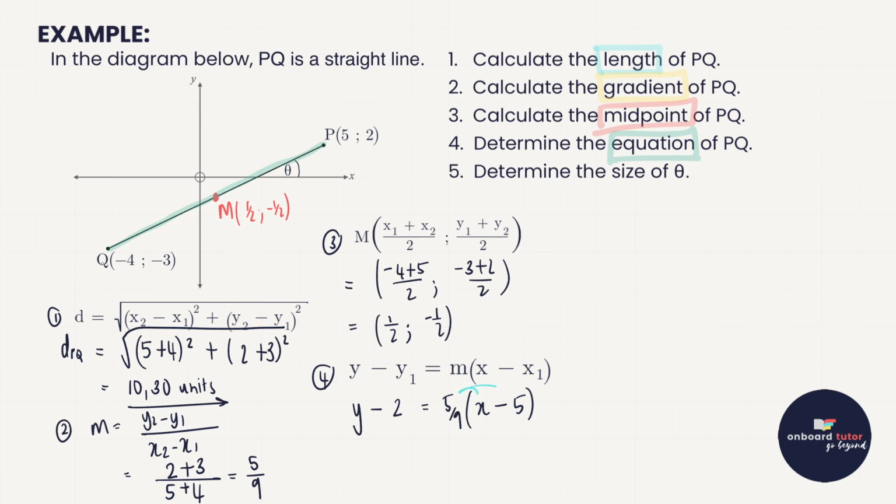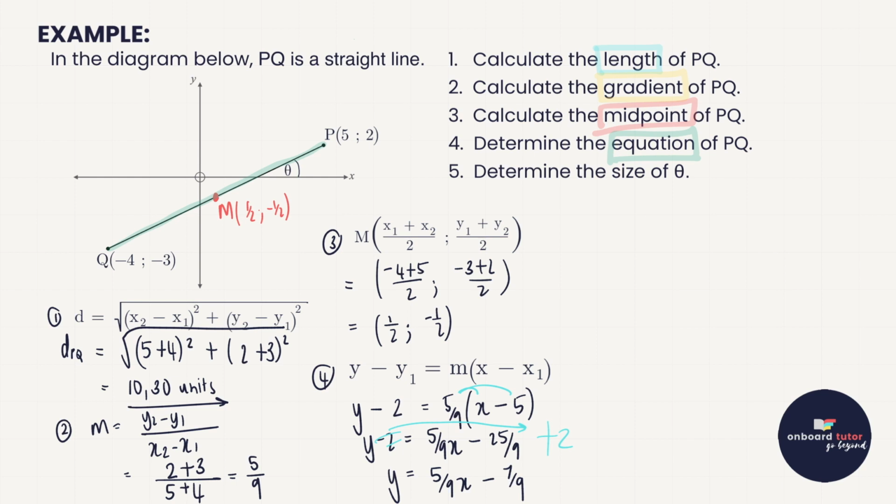Okay, now we're going to multiply that into the bracket there. So we're going to have y minus 2 is equal to 5 over 9x minus 25 over 9. And then we're going to put this minus 2 across. It's going to become plus 2 when we get to the other side. And then we can add some like terms together, and we'll have a final equation here. Y equals 5 over 9x plus minus 7 over 9 once we've added this minus 25 over 9 and 2.